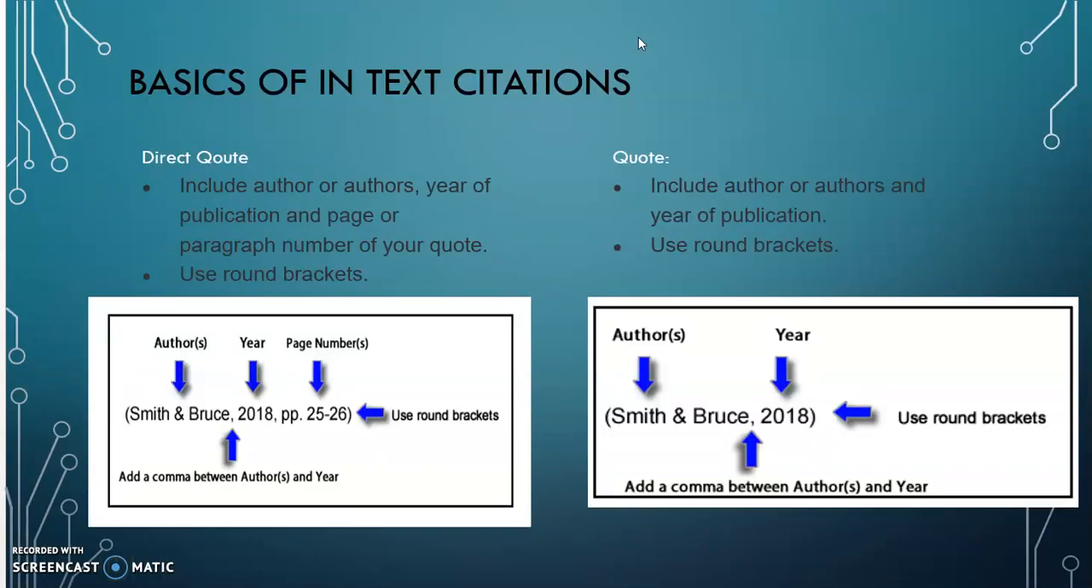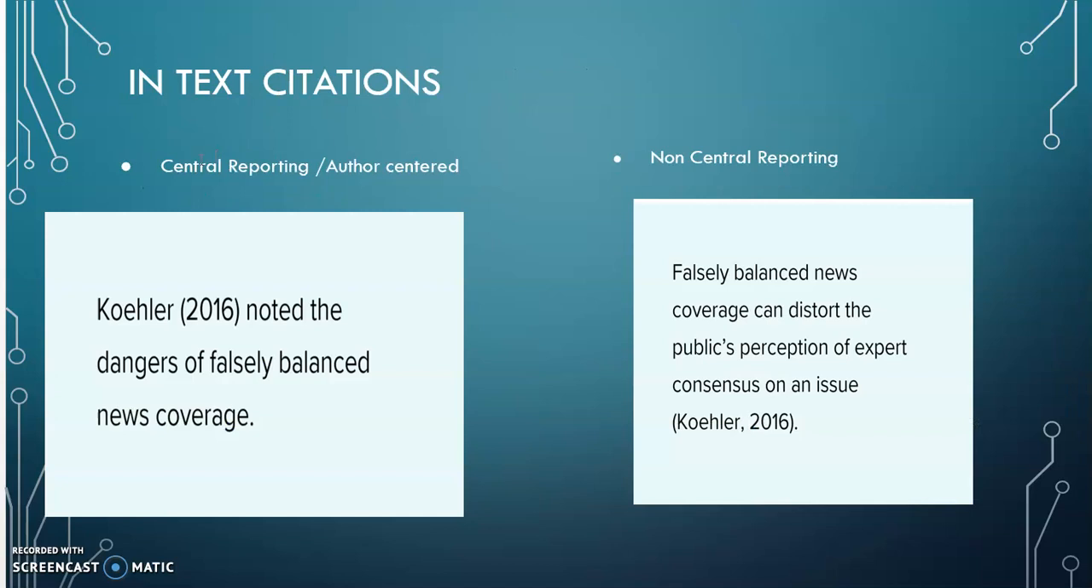So the basic of the in-text citation is that you need to include the author, or the authors if there are two, the year of publication, and the page or the paragraph number of your quote, and you use round brackets around it. And there are different types of it. So we are going to tell you what these types are. The most common one is called the central reporting. This is also called the author-centered type of reporting. This is where the author comes first. So you will say Kohler 2016 noted the dangers of falsely balanced news coverage.